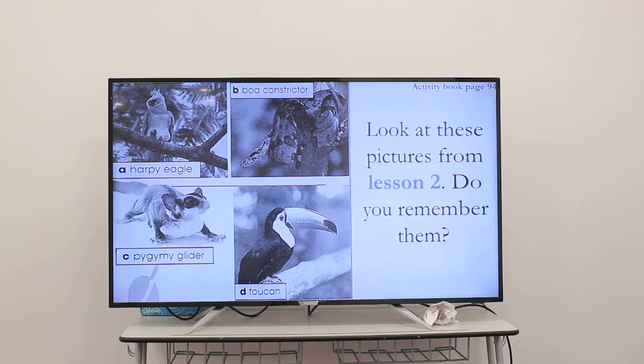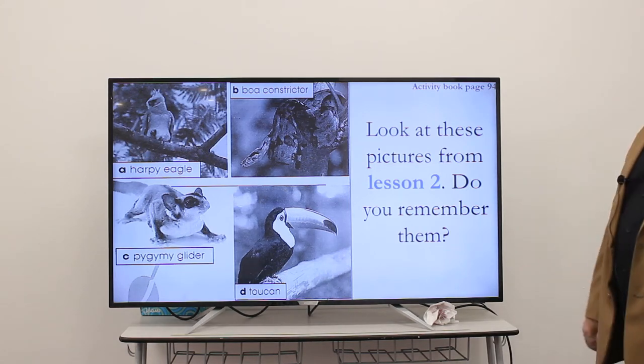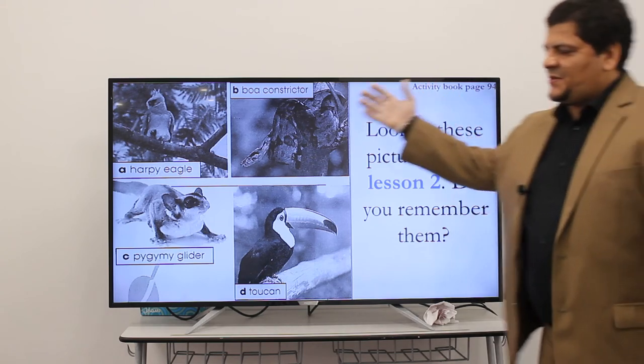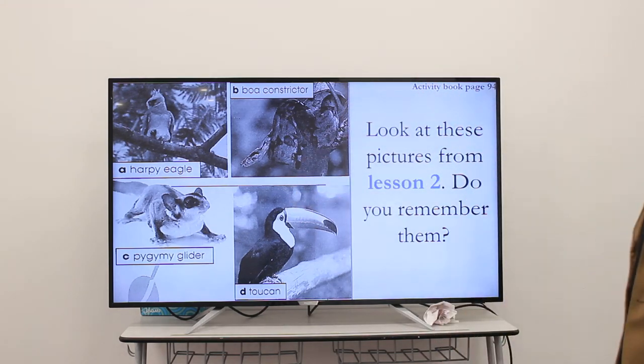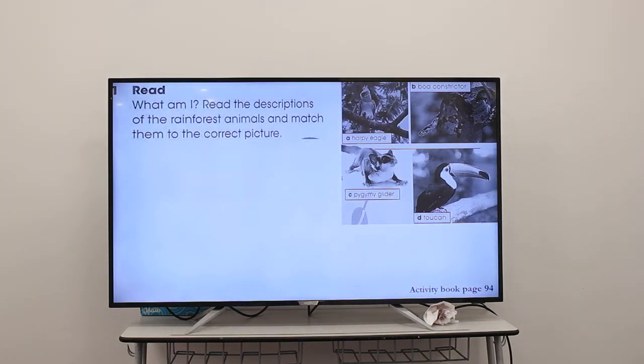Now I want you to look at these pictures from lesson 2. Do you remember them? Look at these pictures very carefully and try to see if you remember them or not. Okay. Now read what am I? Read the descriptions of the rainforest animals and match them to the correct picture.